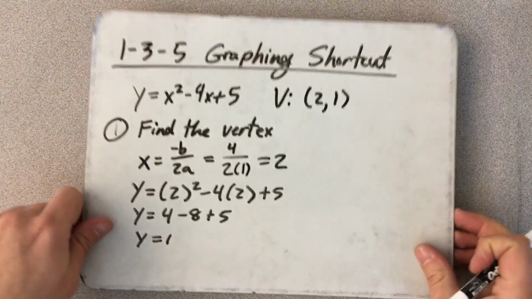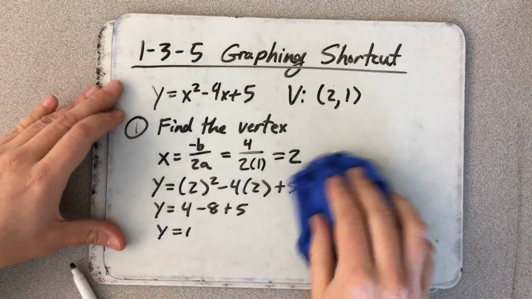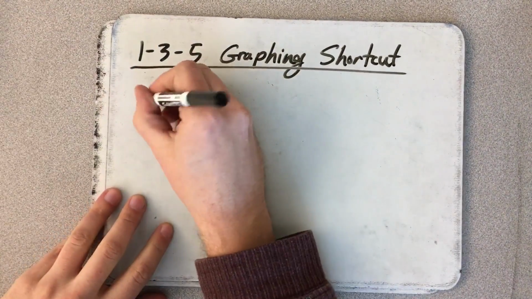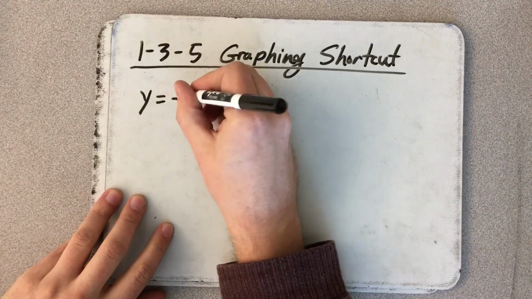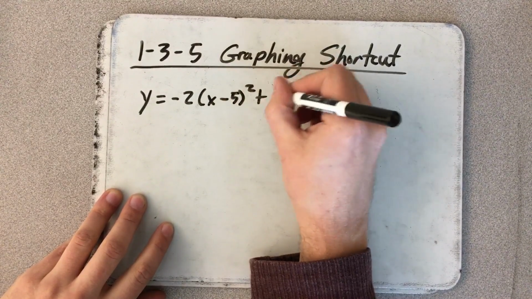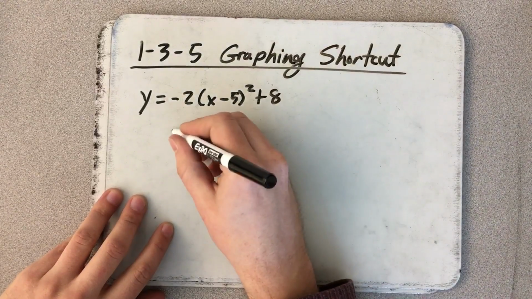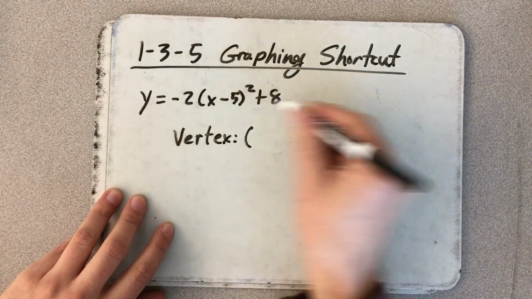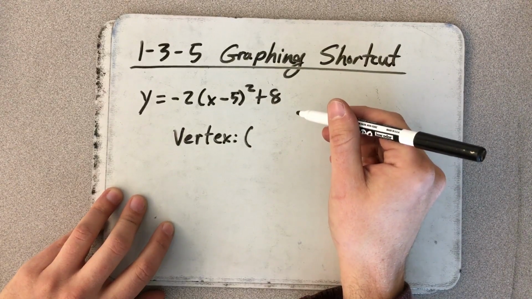Let me show you another example. This time, we will graph from vertex form. Let's try out y equals negative 2, parentheses x minus 5 squared plus 8. Same first step, we need to find our vertex. Only this is in vertex form, which is nice. It just gives us the vertex.